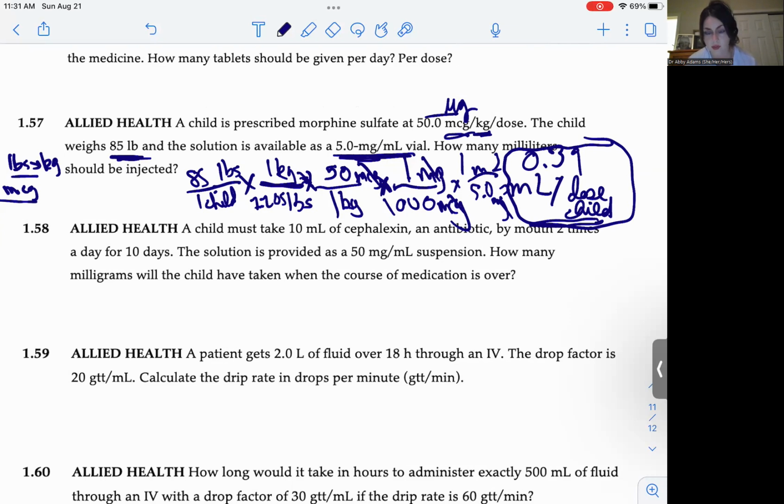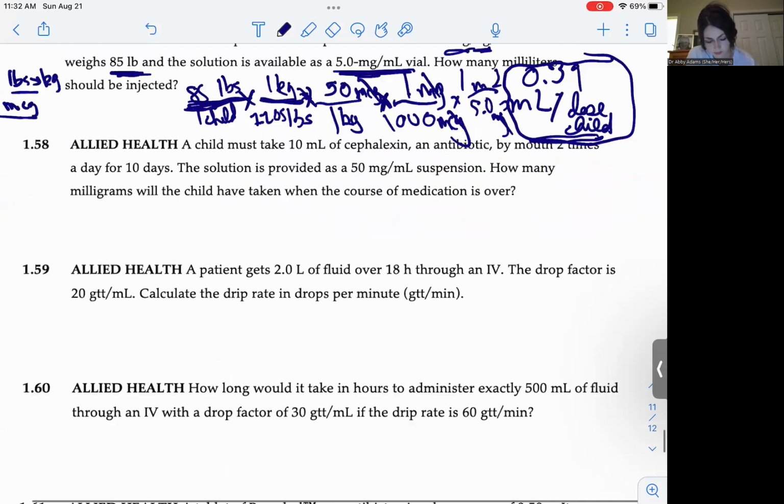Try to get familiar with that. What do I need? What is it that I'm really looking for at the end? How many mils should be injected? So mils per dose. Okay, and you have to know what you're starting with. Okay, an 85-pound child, because everything is per kilogram. So you start with the mass of that child, get that over into the metric system, and then you can work out the conversions with the amount of mass that you have for those containers of that specific drug.